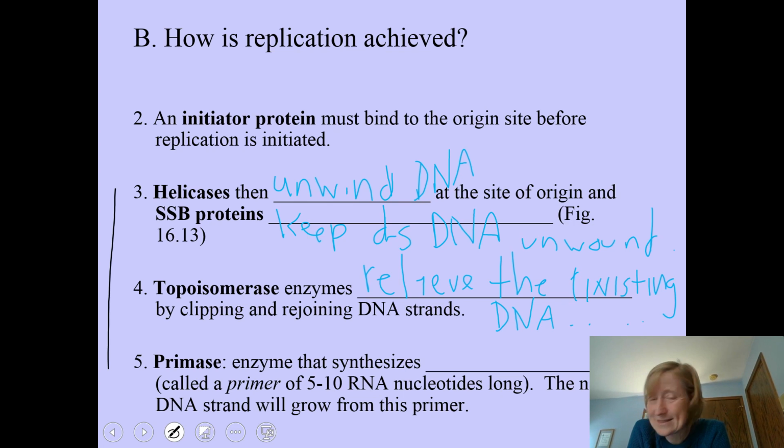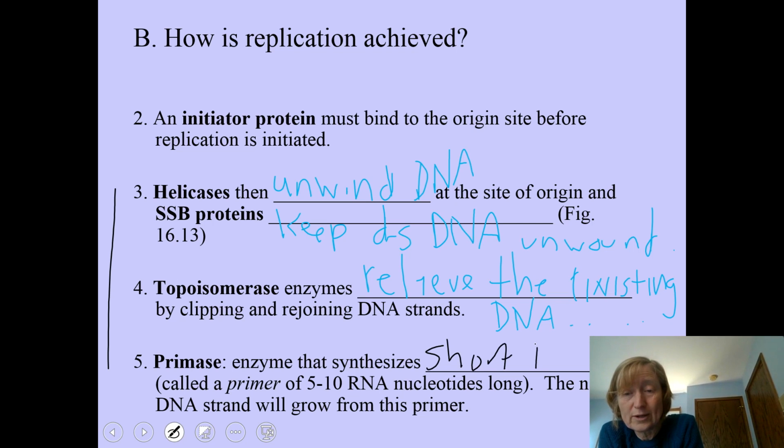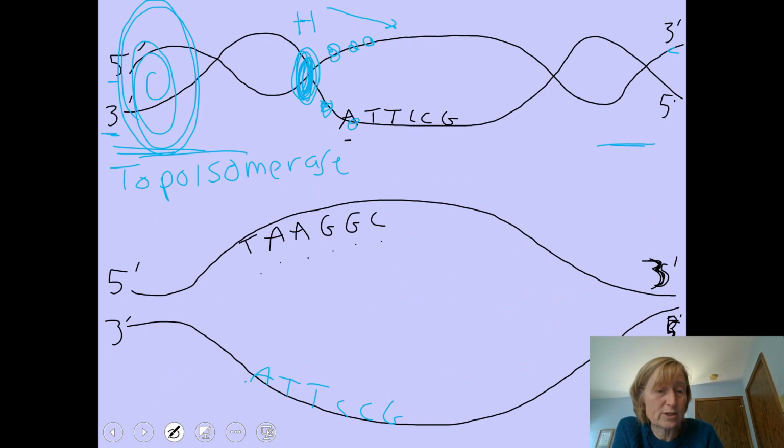Primase is an enzyme that synthesizes a short RNA chain called a primer. So write in your notes, a short RNA chain called a primer, and the new DNA strand will grow from this primer. What on earth does that mean? Well, here's what it means. I'm going to draw the primer in red.